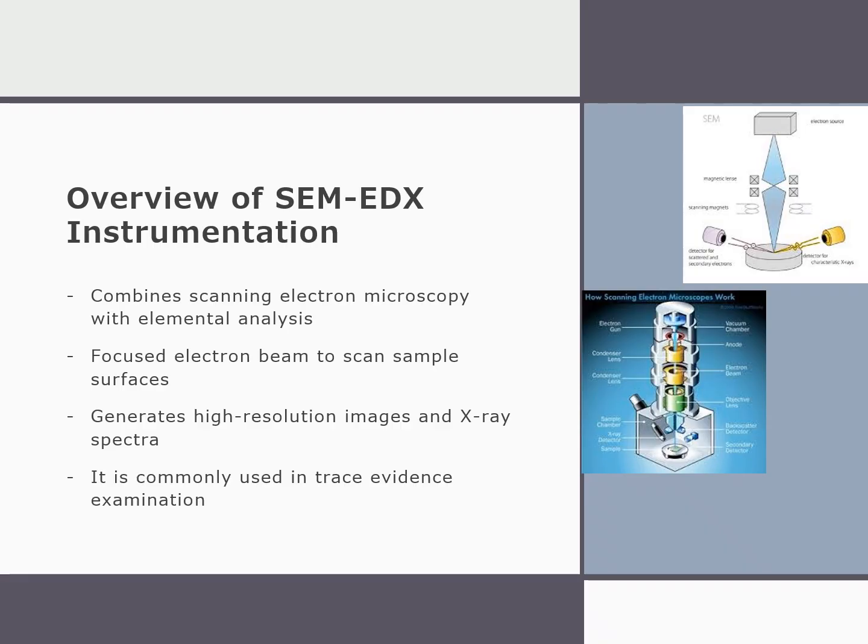Because this technique combines microscopy and chemical identification, it has become a preferred method in examining gunshot residue, paint chips, glass fragments, and other microscopic evidence that may link individuals, weapons, and crime scenes all together.